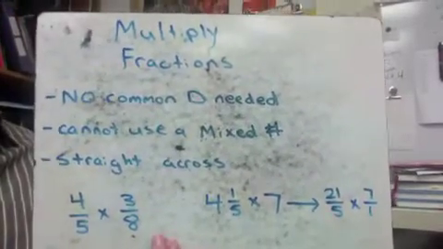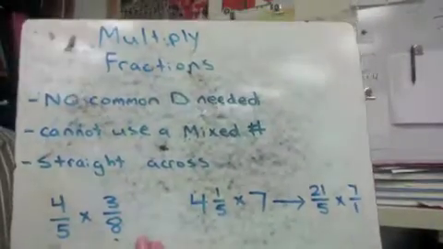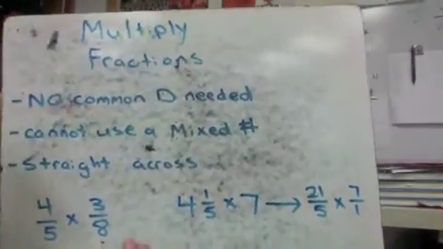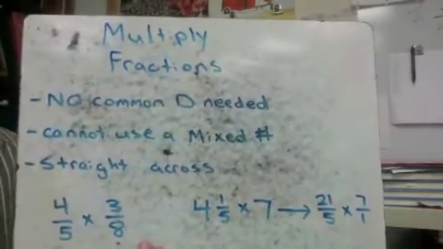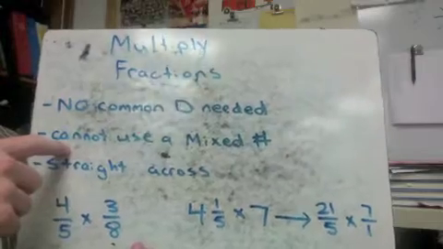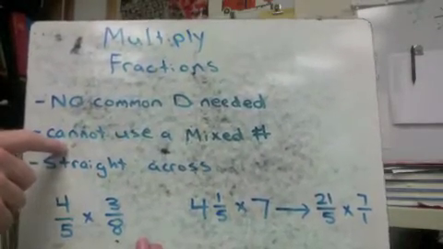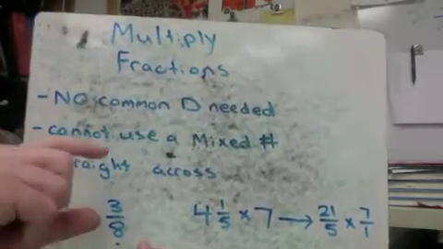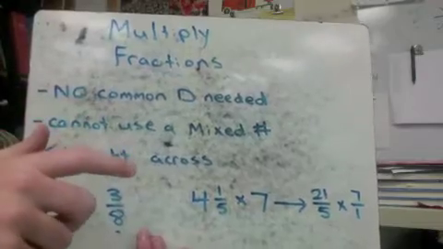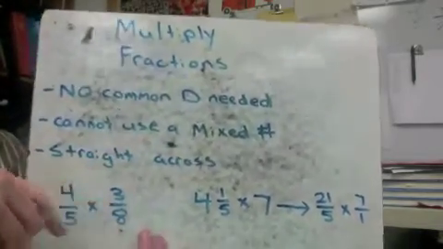For multiplying fractions, this is different than adding and subtracting because you don't need common denominators, which takes away a step and makes it a little bit easier. The one thing that's different is you can't use a mixed number, which means that your fraction has to look like a straight up and down fraction, either a regular fraction or an improper fraction. And then you just multiply straight across.